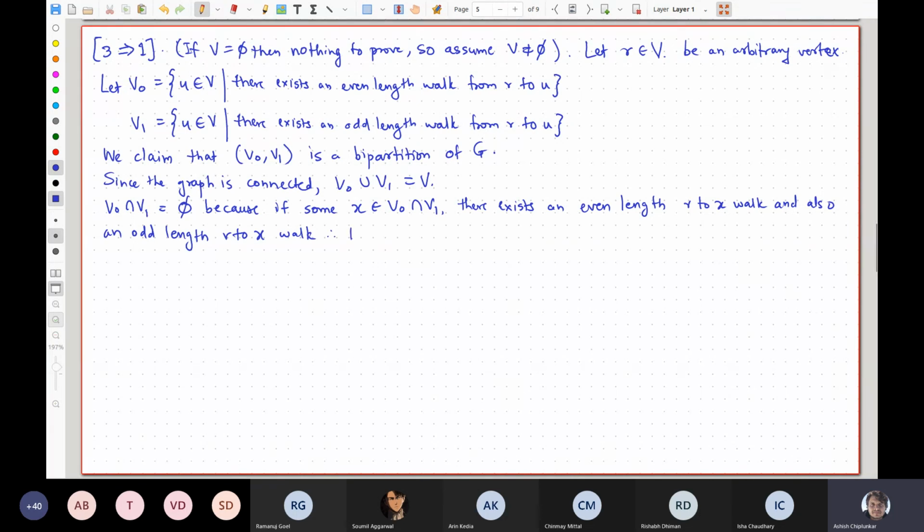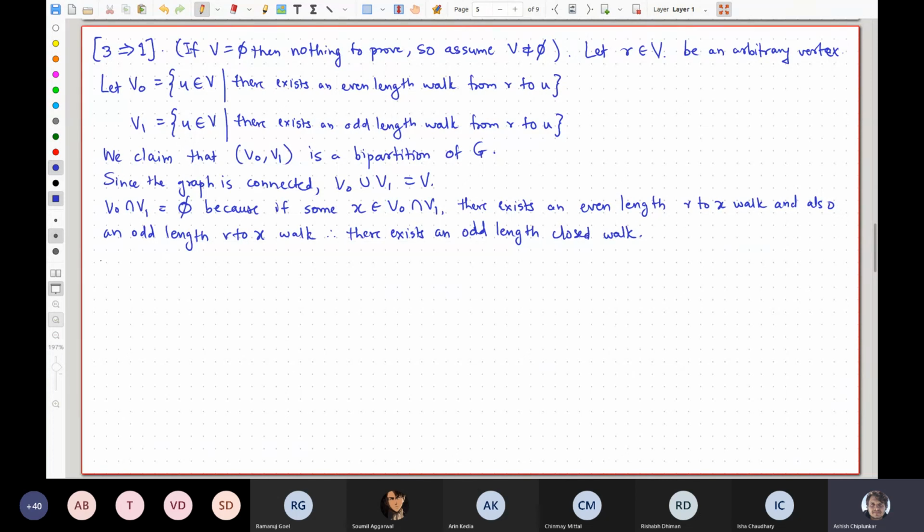Therefore, there exists an odd length closed walk. Right, so here is where this closed walk is really helping us. If we just assume that the graph does not have an odd length cycle, here we would have landed in a difficulty, which is why we needed the 2 implies 3 claim. So there exists an odd length closed walk, which is why V0 intersection V1 is empty.